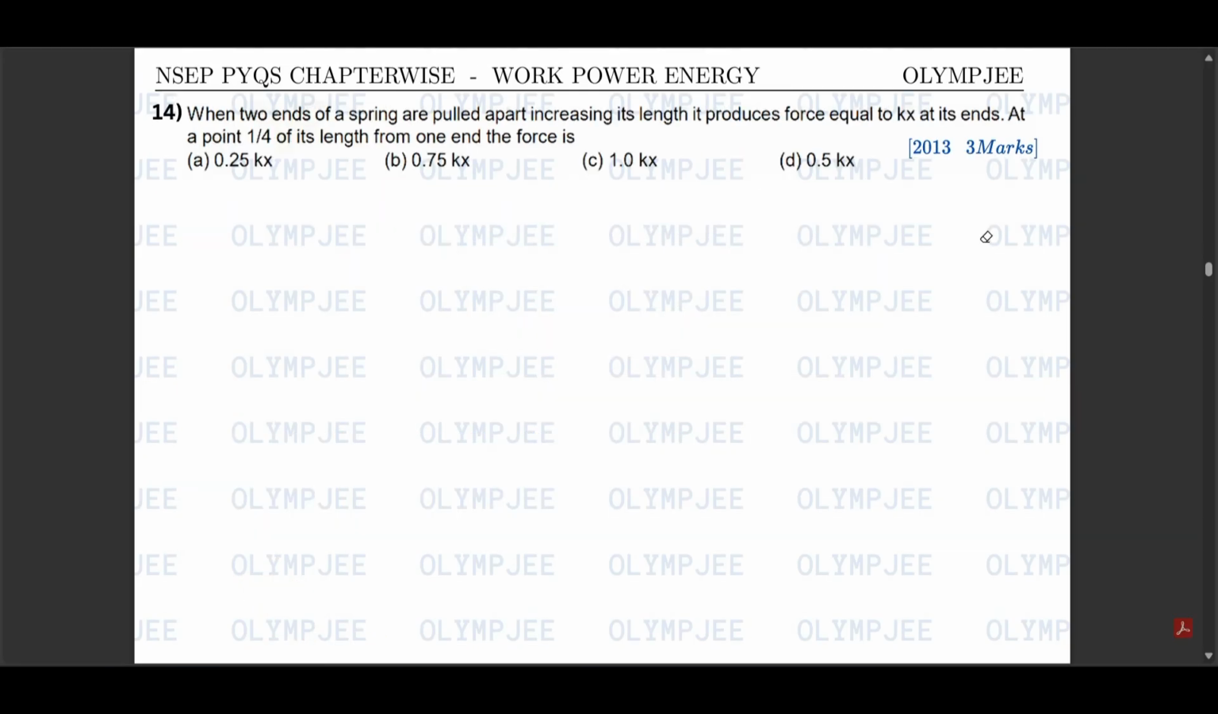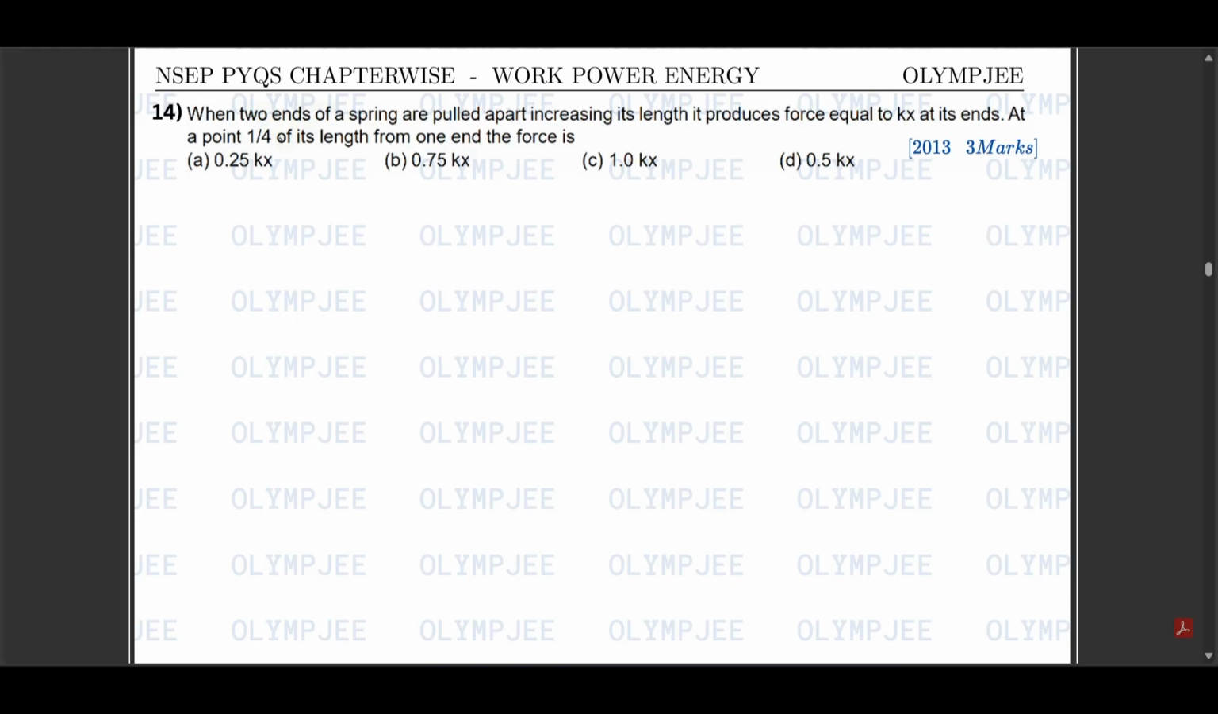So question 14 is a conceptual question. It says that when two ends of a spring are pulled apart, increasing its length, it produces a force equal to kx at its ends. At a point 1/4 of its length from one end, the force is.